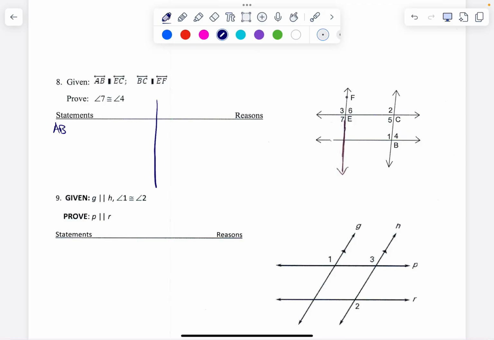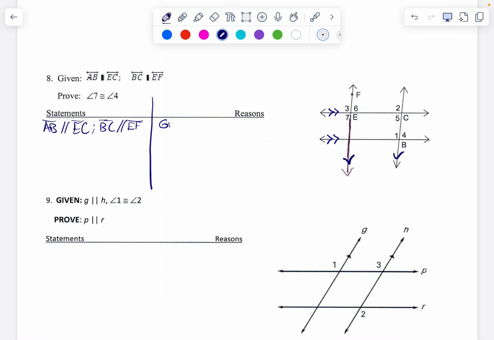So AB, and again, the parallel symbol is kind of weird on this sheet, but AB and EC are parallel, BC and EF also. And it's not marked, so we'll just go ahead and mark that. So everything is in our picture. The reason for that is given, 1 point in the books. You should never miss that first line, right? That's like freebie points if you just copy the given and write the word given.